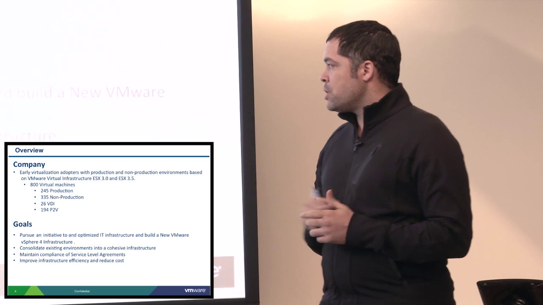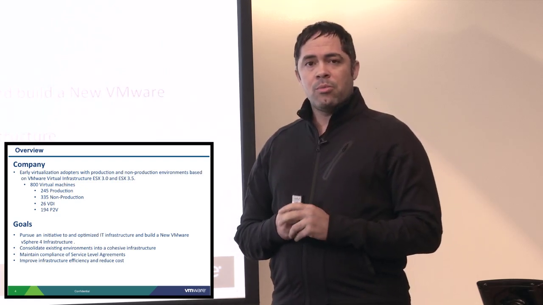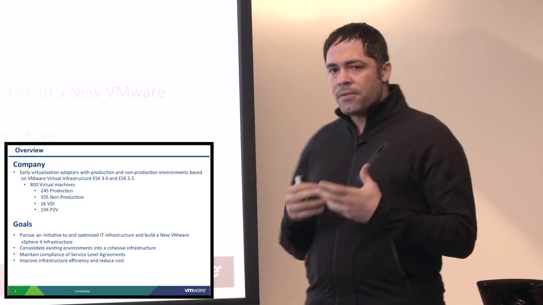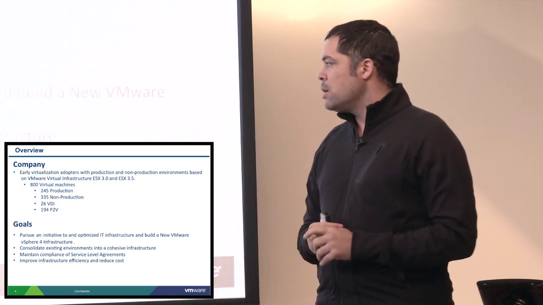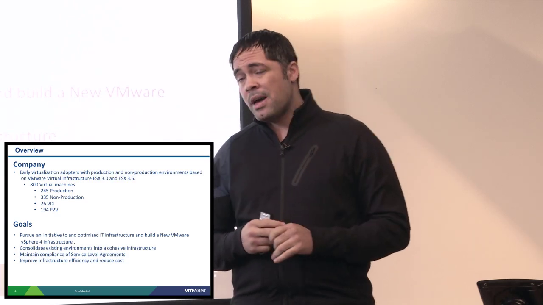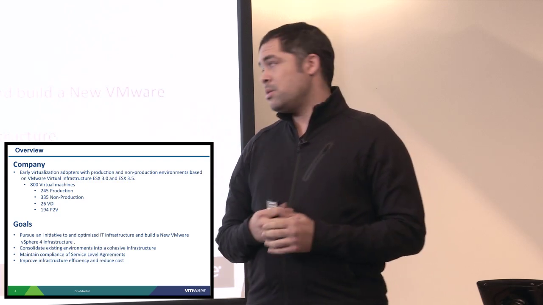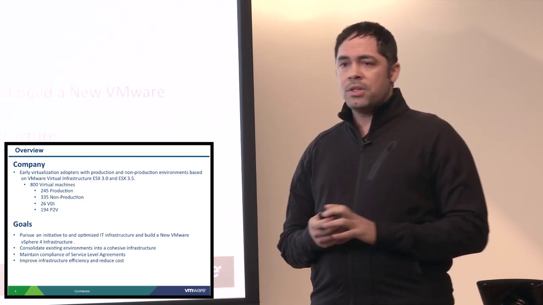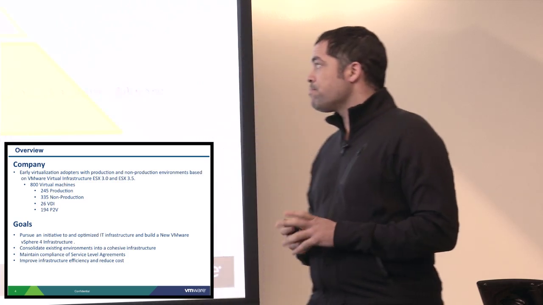The goals were to pursue an initiative to optimize the infrastructure and bring in the new VMware vSphere 4 environment, consolidate the existing environments into a cohesive infrastructure so that I no longer would have multiple different versions. I want to have a unified infrastructure as well. We want to maintain compliance in terms of the service level agreements. We'll get into some of the details of that. Some of the virtual machines have a specific set of requirements in terms of performance. And how do we also improve the infrastructure in terms of efficiency and reduce the costs? So there are some very specific things that we have to cover for this design.